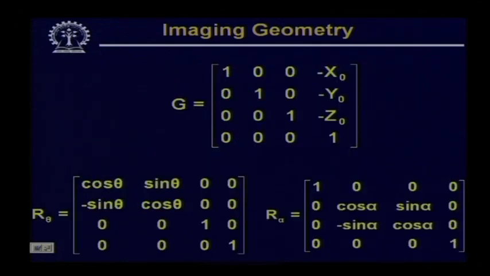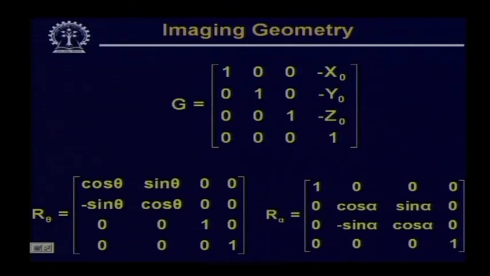So, the first transformation, which translates the gimbal center from the origin of the world coordinate system by vector w naught, is given by the transformation matrix G, which in this case is 1 0 0 minus x naught, 0 1 0 minus y naught, 0 0 1 minus z naught, and 0 0 0 1.